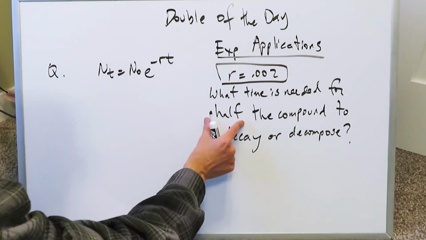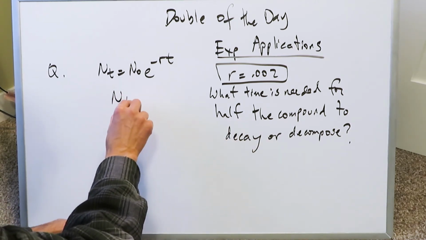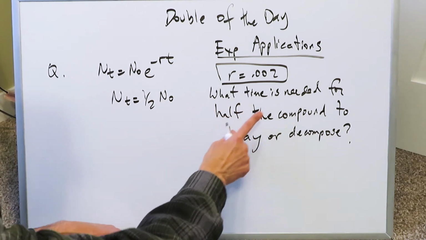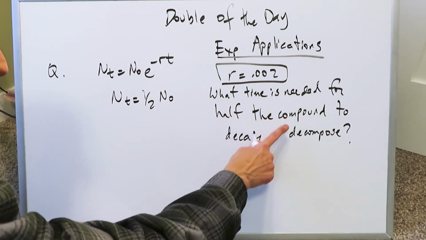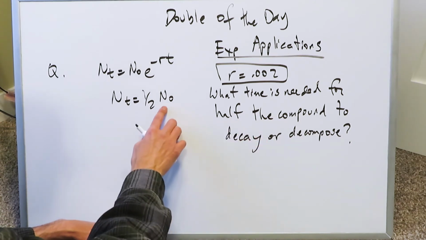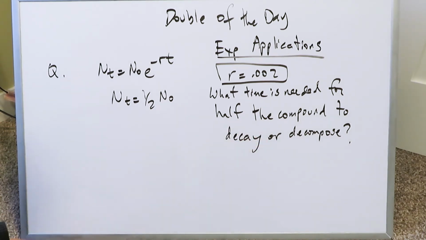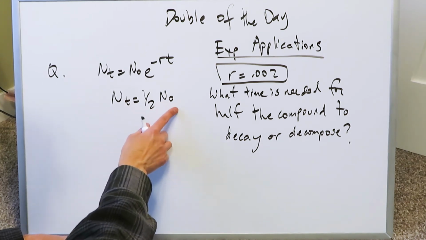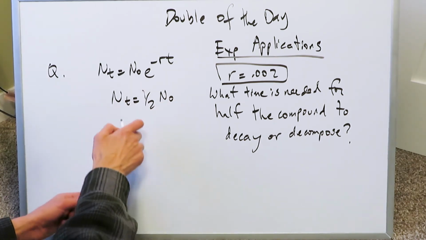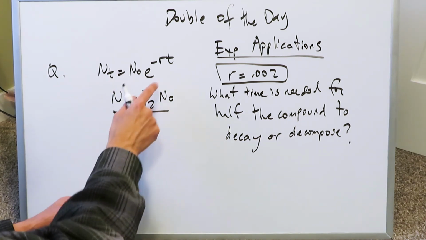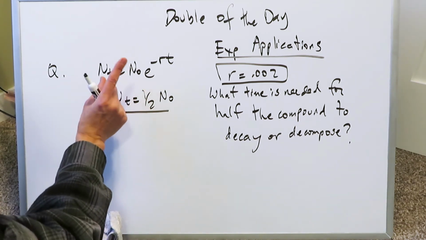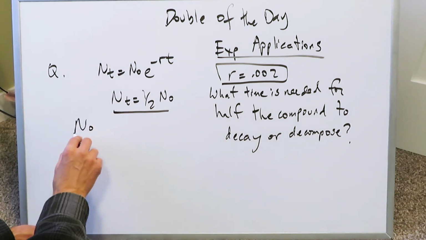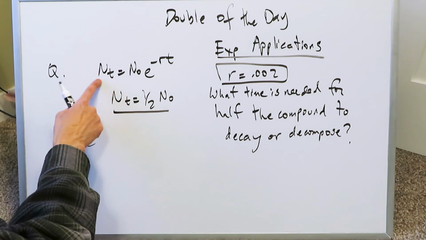If you're looking at something to decay to half of its amount, the amount at time t must equal half the amount at time initial, right? Because you're looking at the time needed for half of your original compound to decay or decompose. If your original compound is equal to N0, then your amount at time t must equal half of that original compound, and this right here is the algebraic expression you use in this equation to convert both of these into one single variable. Plugging this in, we know now that N0 over 2, half N0, represents this.